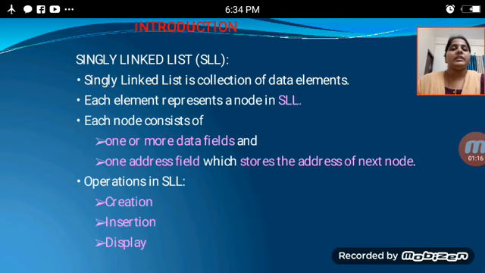A single linked list is a collection of data elements in a list. Each element represents a node in the single linked list. In that node we enter a data element, and the nodes are linked to each other. Each node consists of one or more data fields and one address field. Every node has one address field which stores the address of the next node.